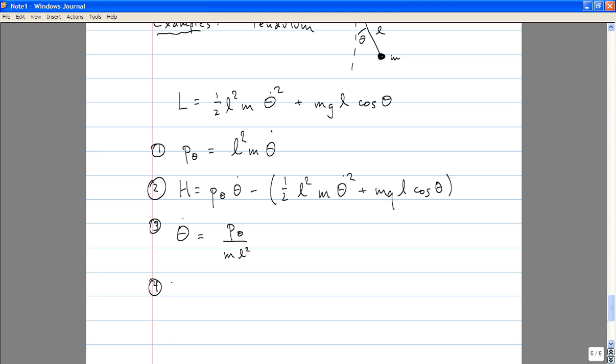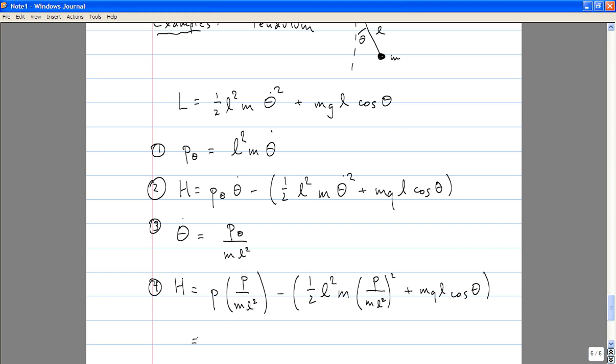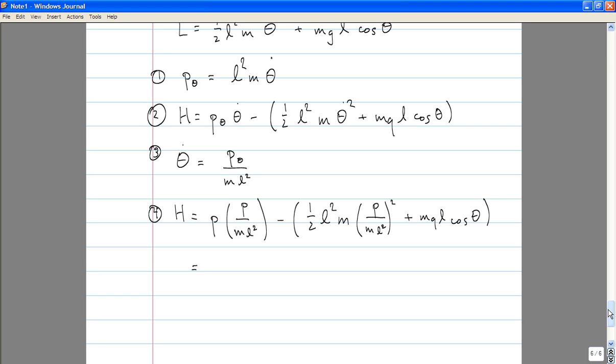So we have p times theta dot, which was p over m L squared, minus 1/2 L squared m times theta dot squared, which was p over m L squared squared, plus mgL cosine theta, which you can see the first term is p squared over m L squared, and the second term here is 1/2 p squared over m L squared. So we get 1/2 p squared over m L squared minus mgL cosine theta.